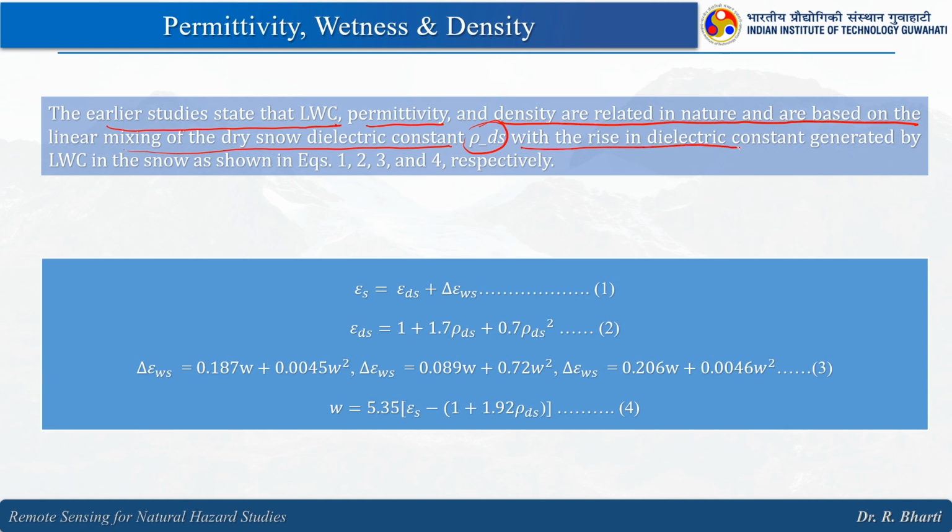With the rise in dielectric constant generated by liquid water content in the snow, as explained in equations 1, 2, 3 and 4, you can see this particular relationship is very important. So, I strongly suggest you please go through the papers that I have listed at the end of this lecture to understand the different methods used in snow geophysical parameter estimation using hyperspectral, multispectral and microwave remote sensing datasets.